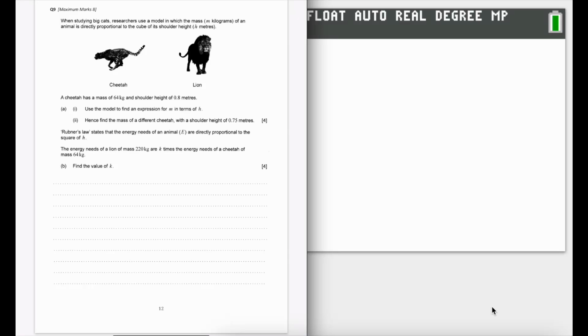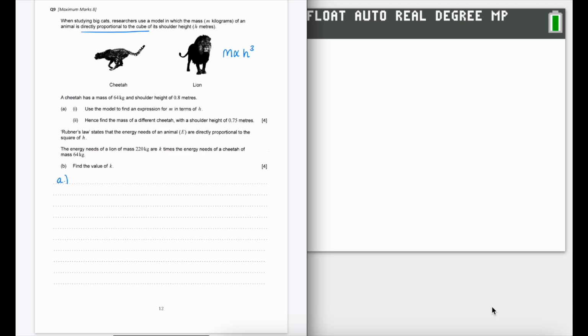This question is using proportionality, and we have the two different cat types, the cheetah and the lion, and we're using it to model between the mass or weight of the animal and their shoulder height. It tells us quite early on that it's directly proportional to the cube. So the mass of the animal is proportional to the cube of the shoulder height, which they're calling h. So we're going to be using that relationship throughout the question.